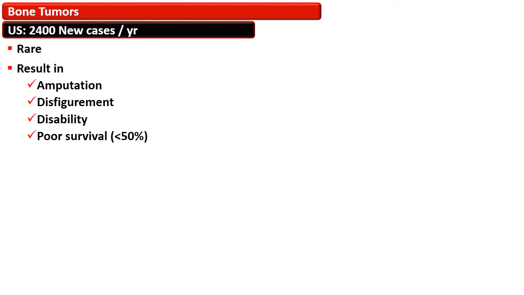There are about 2400 cases per year of primary bone tumor in the United States. Although they are rare, if encountered, these tumors are associated with or result in amputation, disfigurement, and disability, and survival in these cases is less than 50%.